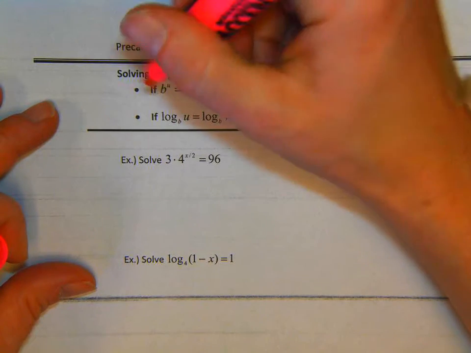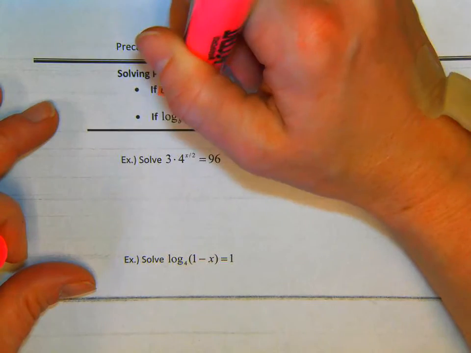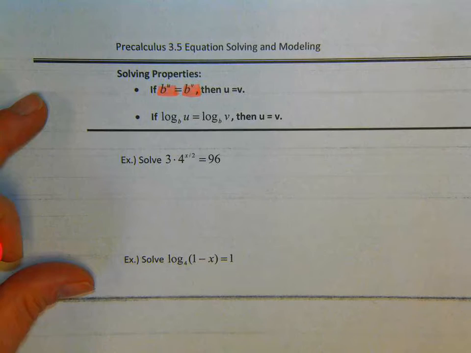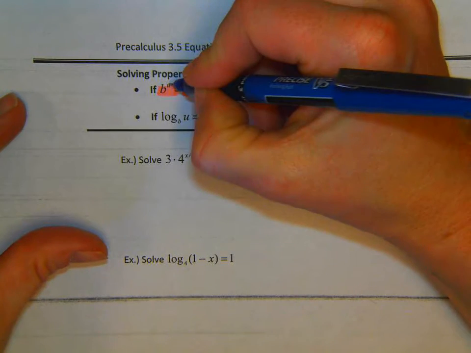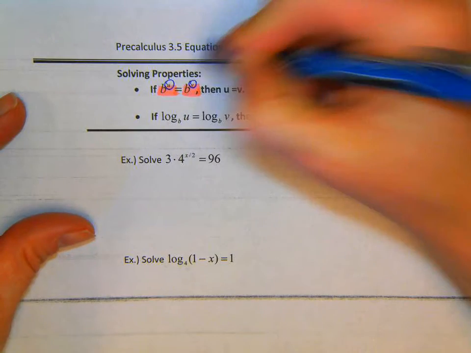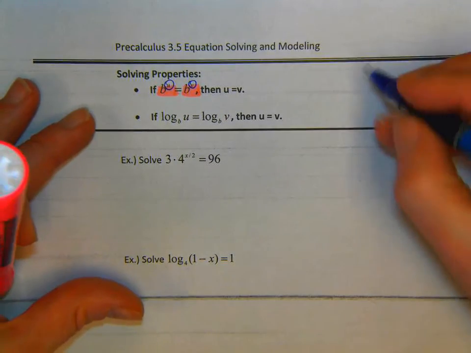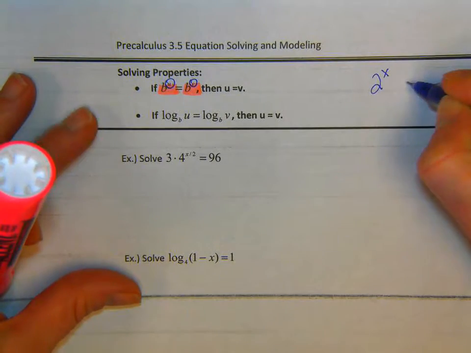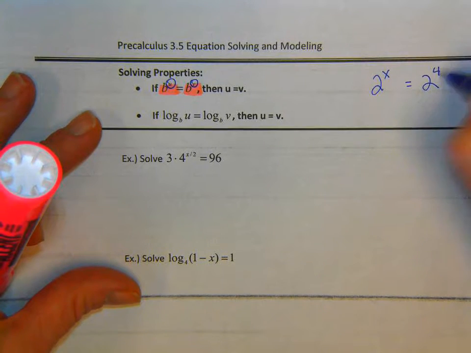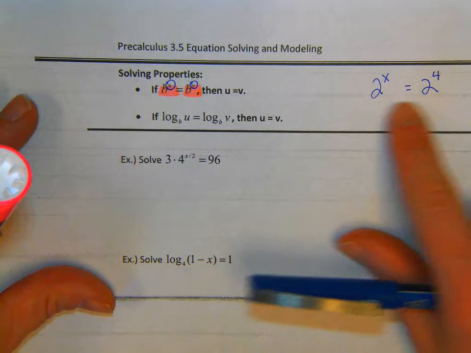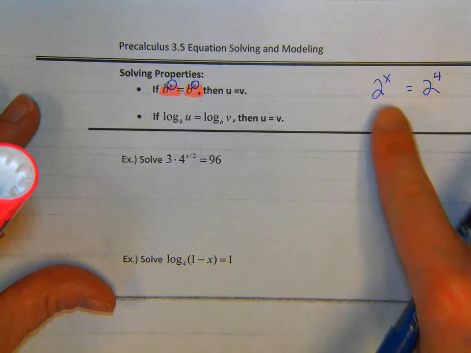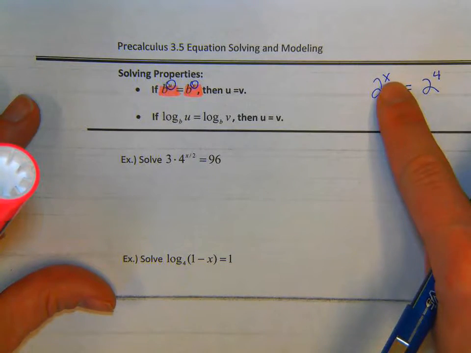If we have the same base and those expressions are equal, then we can assume that their exponents would also have to be equal. Okay, and so if I said 2 to the x equals 2 to the 4th, without taking any logarithms to bring the power down, we would be able to say, oh yes, if they have the same base and they are equal, x would have to equal 4.